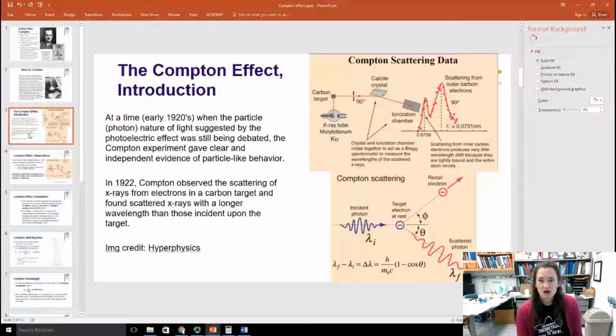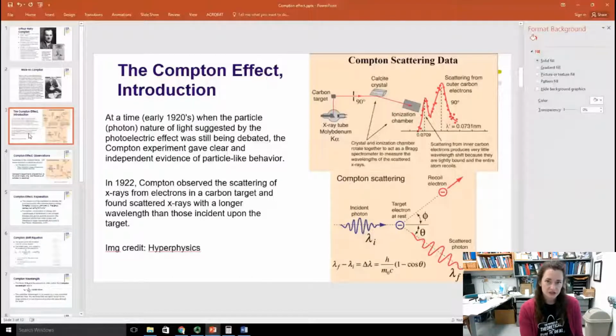So to talk more about the Compton Effect, which bears his name, I want you to first place yourself in the perspective of a physicist in the early 1920s. Now remember, the photoelectric effect paper that Einstein is so famous for and won the Nobel Prize for was only published in 1905. So in the early 1920s, the particle nature of light was still being debated. And so what they wanted was another experiment that wasn't the photoelectric effect, that independently verified the particle nature of light. And the Compton Effect definitely did that for them. It gave clear and independent evidence of particle-like behavior of light, in this case, X-rays.